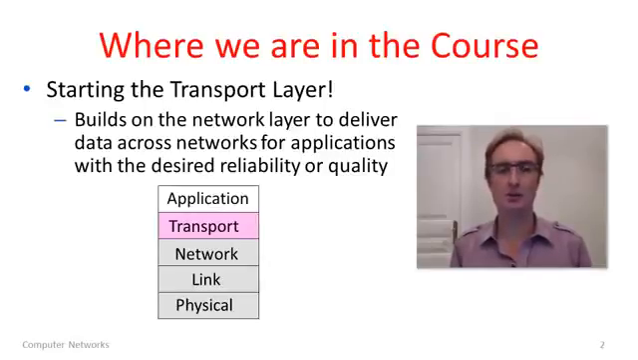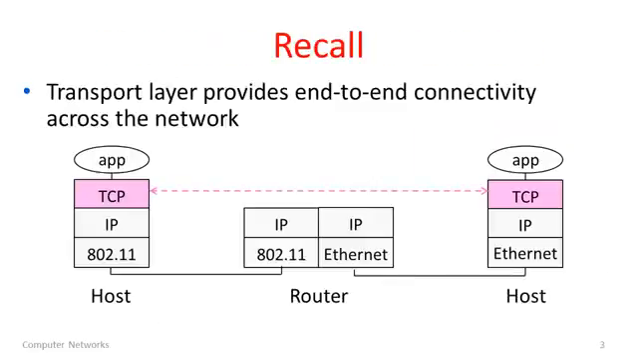This diagram shows where we are in the course, and you can see that we've gone through the physical, link and network layers, and now we're starting on the transport layer. The transport layer builds on the services of the network, and it delivers data across the network to applications with different kinds of reliability or quality depending on the transport service model.